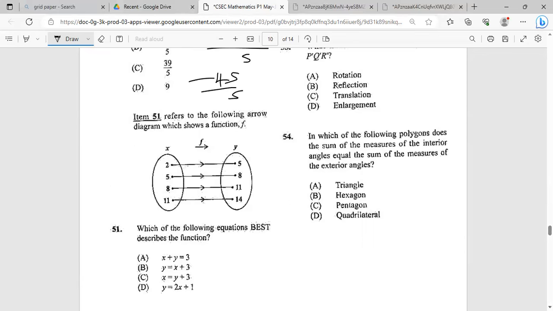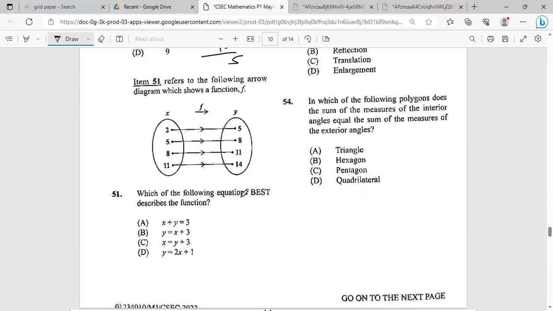Let's see if we can do it. 51, which of the following best describes the function? And of course, it is y equals x plus 3. So all we're doing is adding 3 to x, right? If they did say f of x, it's the same thing, right? But it's y they use this time. That shouldn't be any big problem, guys.